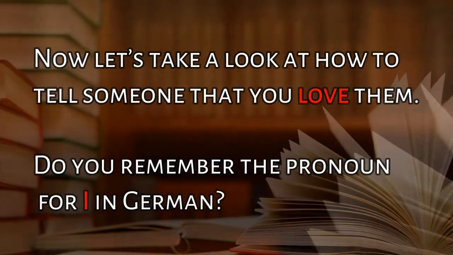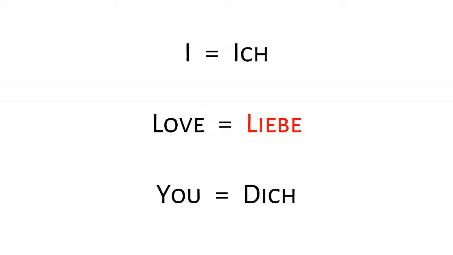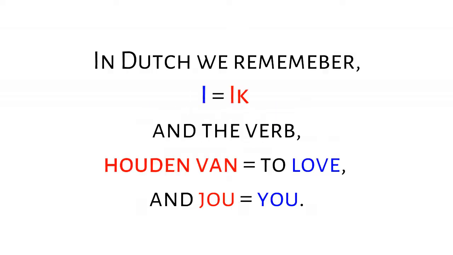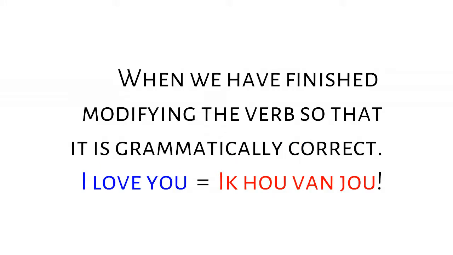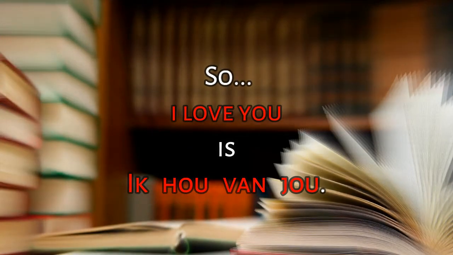Now let's take a look at how to tell someone that you love them. Do you remember the pronoun for I in German? It's Ich. The verb Liebe, love, and Dich, you. I love you. Ich liebe dich. Easy. In Dutch, we remember I as Ik, and the verb Houden van, to love, and Jou, meaning you, when we have finished modifying the verb so that it sounds grammatically correct. So I love you is Ik hou van jou.